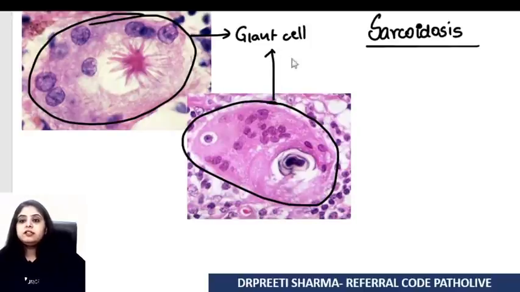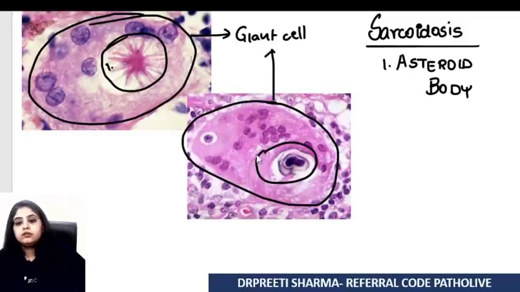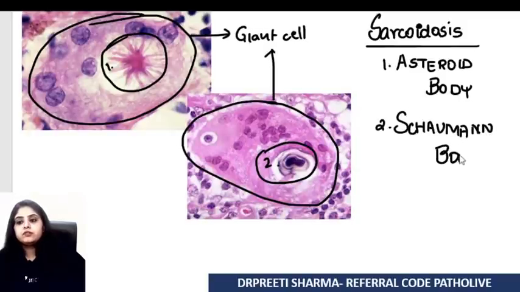So whatever I'm seeing in sarcoidosis, number one, be it the star-shaped body, that is asteroid body, where is it? Inside the cell or outside the cell? The star-shaped body, asteroid body, is inside the cell. The second one also is going to be inside the cell, and the second one is known as a Schaumann body. So these are the two bodies, guys, that are all-time favorite questions of the examiner: asteroid body and Schaumann body.